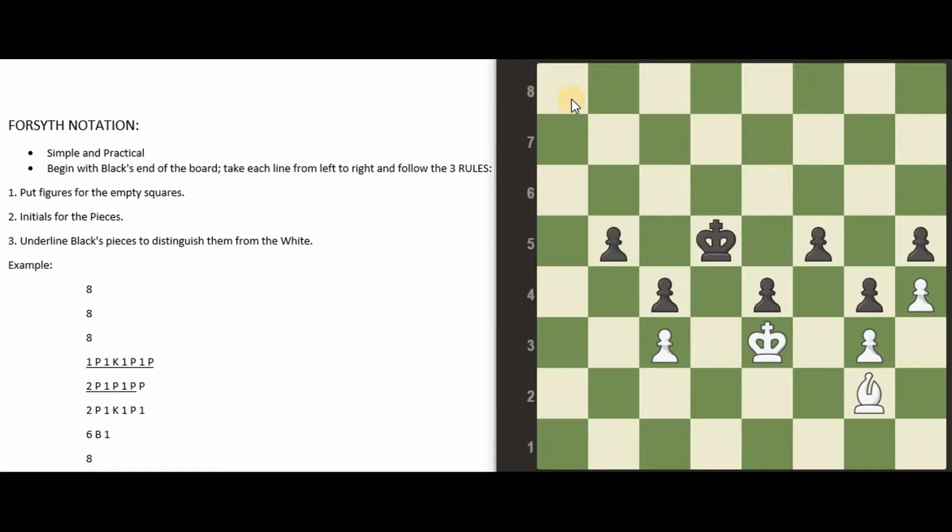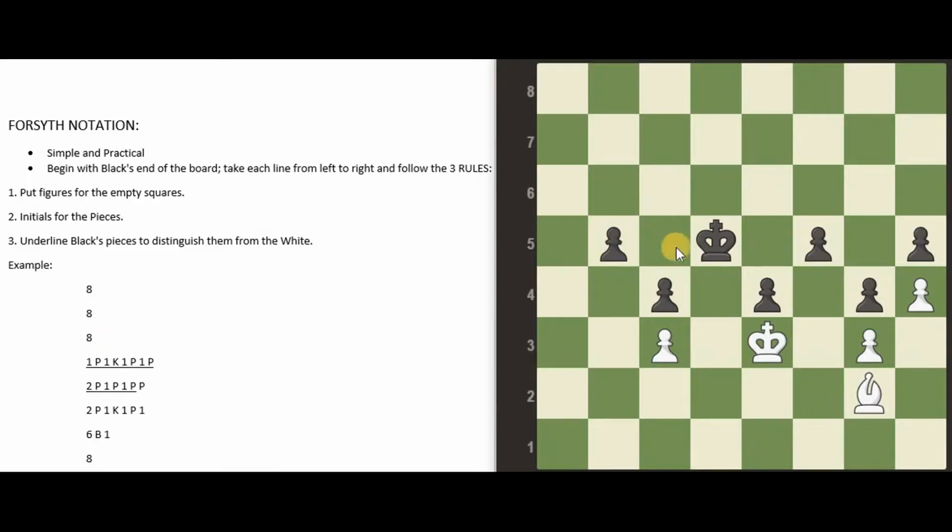Now if we consider this 8th row, in this row all 8 squares are empty, so we write 8 over here. Similarly for the next row, that is the 7th row, all 8 squares are empty, so we write 8 again for the 8 empty squares. And same goes for the next 6th row.